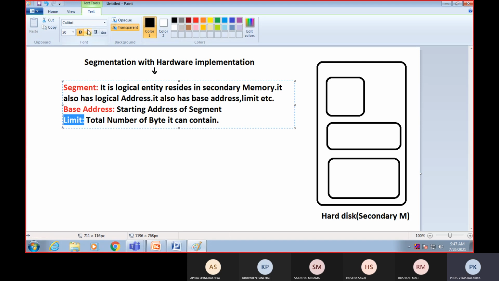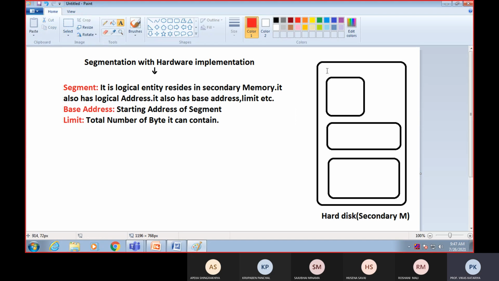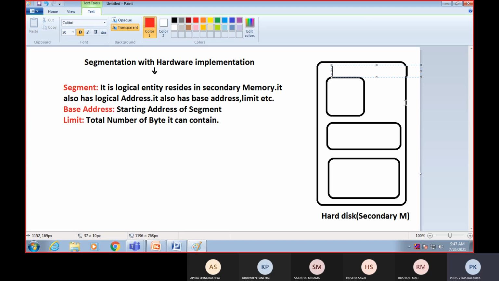So each and every segment has a variable size. So it indicates the total number of bytes it can contain, or we can say the limit of a segment is nothing but the total number of bytes. The size of the segment is called the limit, right? So let's suppose this is segment number 1, this is segment number 2, and let's suppose this is segment number 3.